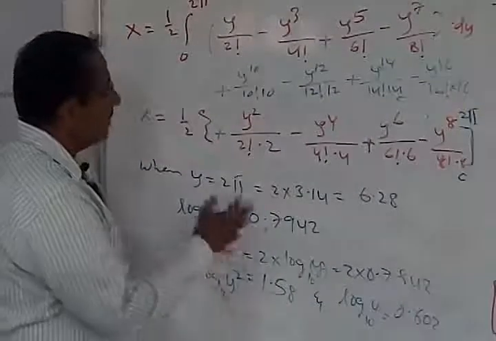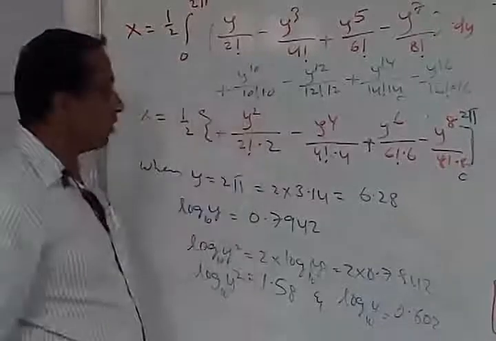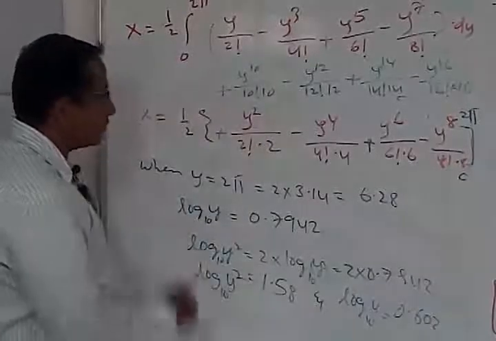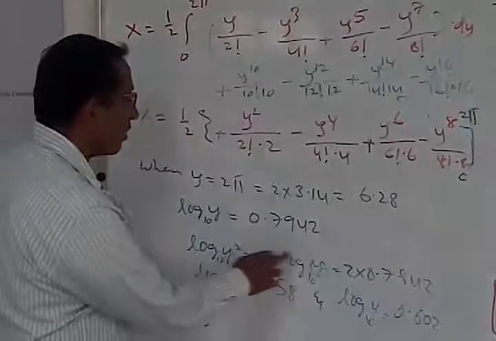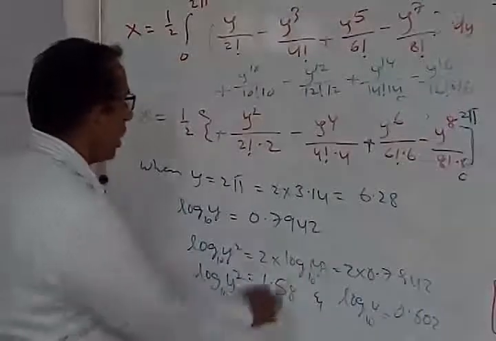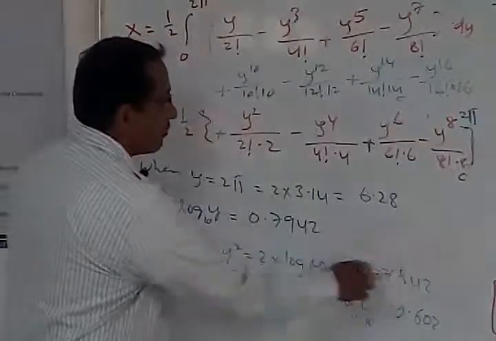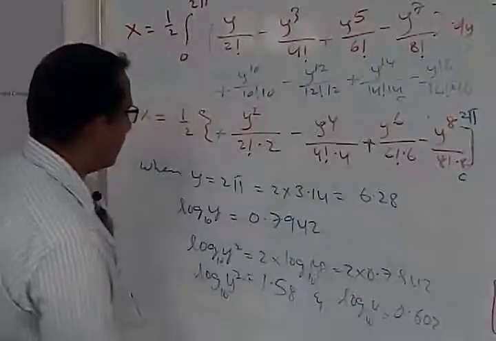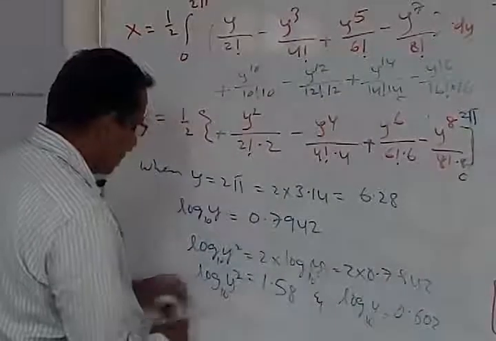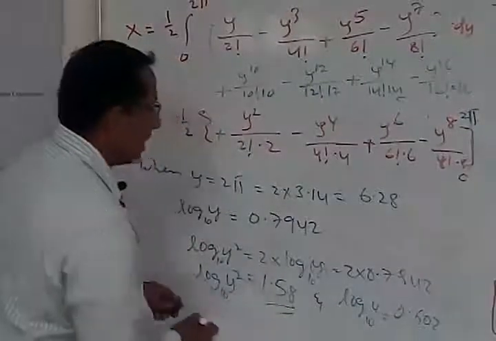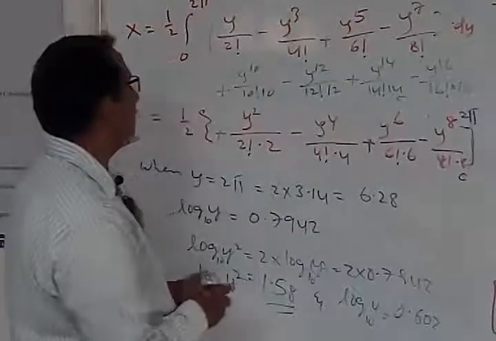So next, similarly I have y square here. So let us go with log of y square. Log of y square means what? 2 log y formula. So log y is already 0.7942, 2 into that factor. So I will be getting some value as 1.58.